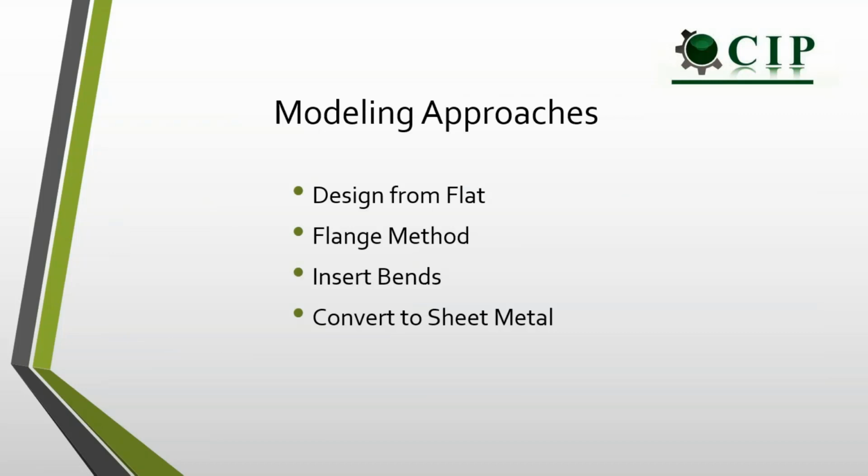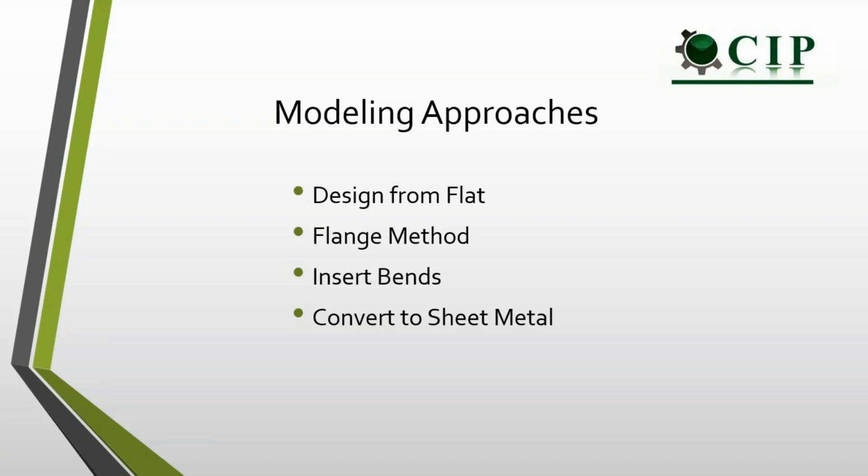Now, there's a few different approaches that you can take to modeling sheet metal, one of which is to design from the flat. So you just start out with a rectangular or flat piece of sheet metal in your base part, and then you bend that part, then you insert bends into it. The next approach is kind of a step above that, which is using the flange method. By using the flange method, you get the primary profile of your sheet metal pattern. You do an extrusion and then you apply any other bends that you would need to add on to that.